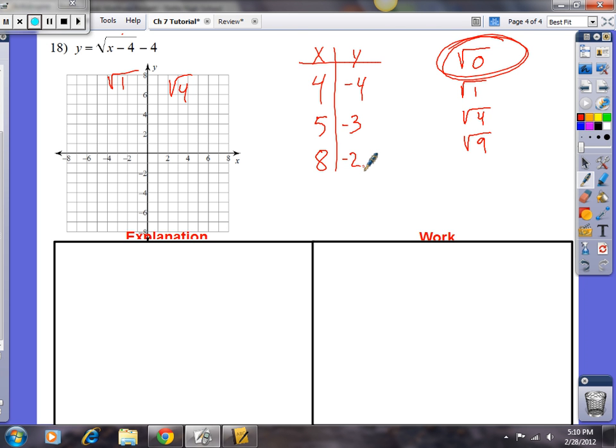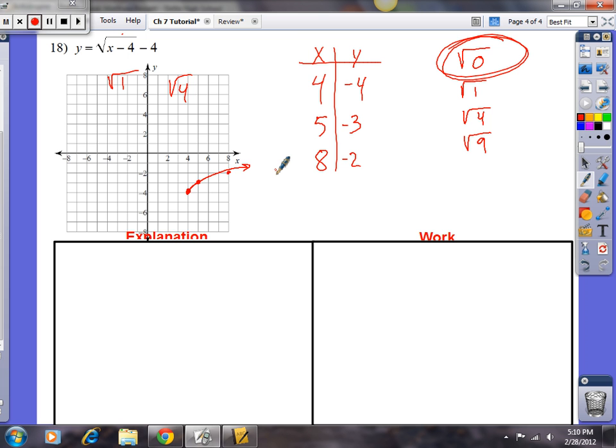Let's plot these 3 dots. If I go over 4 and down 4, 1, 2, 3, 4, you're gonna have a dot right there. To the right 5 and down 3, right there. To the right 8 and down 2. So your function is gonna look like this. It is gonna start at this one, and it's gonna move kind of up and to the right, and it's gonna have a curve shape, kind of like a parabola.